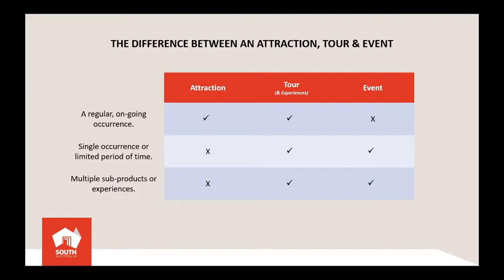Additionally, you've also got the multiple sub-products or experiences, a common thing with attractions and places with tours. When you have an experience product that's also got many sub-experiences within it, it is recommended to be in that tour and experiences category. So that's another good one to keep in mind.